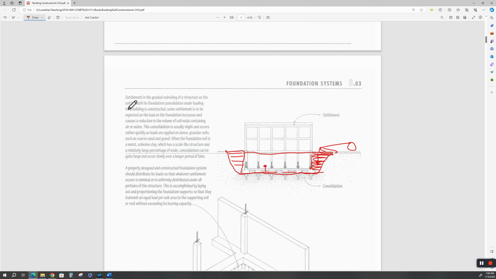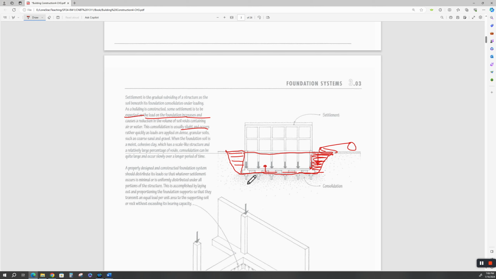Okay, but settlement is the gradual subsiding of a structure as the soil beneath its foundation consolidates under loading. And theoretically, everything will subside a little bit. Some settlement is to be expected, and you take that into account in your design. It reduces the volume of soils, air, water. This consolidation is usually slight and occurs rather quickly as loads are applied.